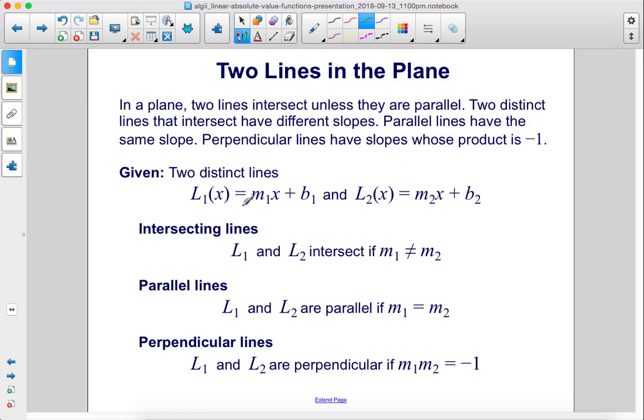Given two distinct lines, where L1 is y = m1x + b1 and L2 is y = m2x + b2. Intersecting lines: L1 and L2 intersect if the slopes are different, if m1 does not equal m2. Parallel lines: L1 and L2 are parallel if m1 equals m2. They have the same slope. Perpendicular lines: L1 and L2 are perpendicular if m1 times m2 equals -1.